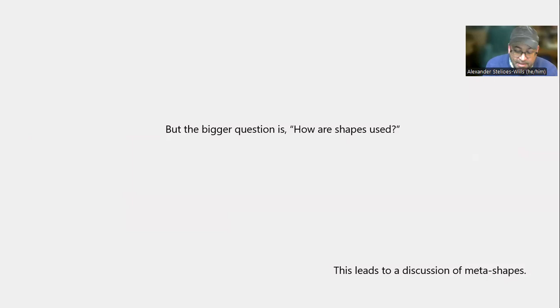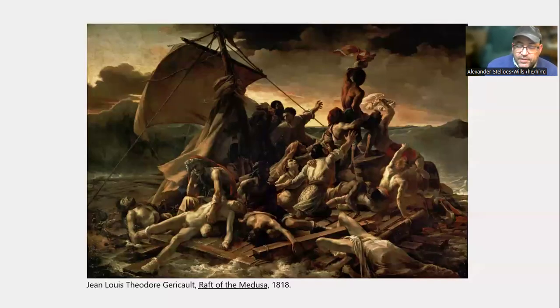Okay. And so when we say how are shapes used, one of the ways that shapes are used in paintings is something called meta shapes, right? Or shape grouping, where artists plan out a painting where they think of a series of shapes all grouping together to make a larger shape.